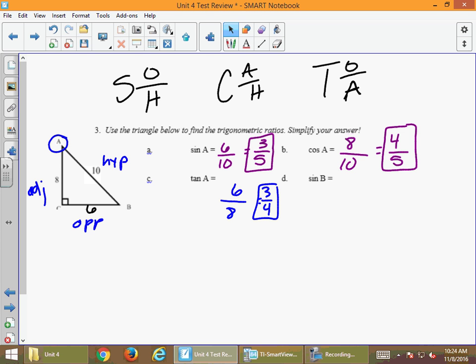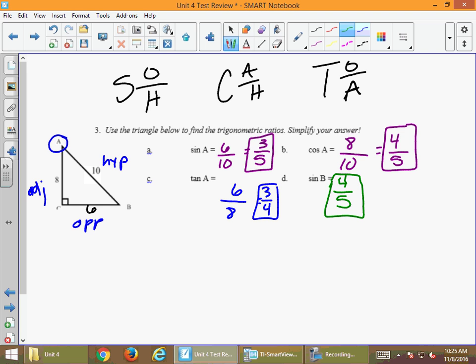For sine of B, what did we say the shortcut was? The sine of one angle is the same as the cosine of the other. So the sine of B would be the same as cosine of A. What did we say the cosine of A was? Cosine of A is 4/5. So that means the sine of B is also going to be 4/5. So without doing any work, you have your answer by just remembering that little shortcut.